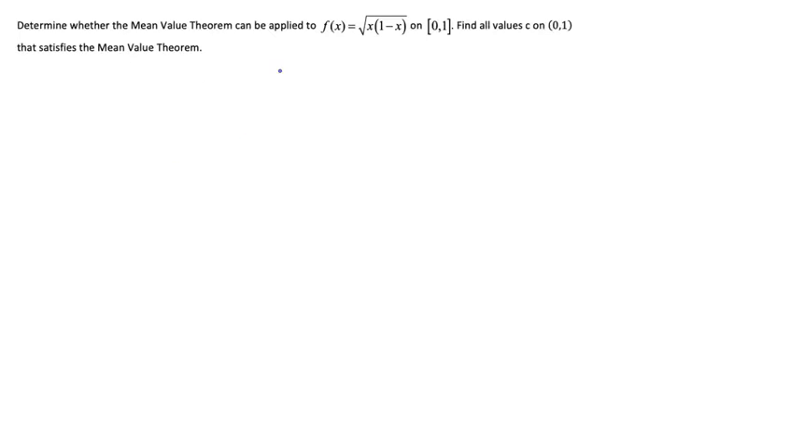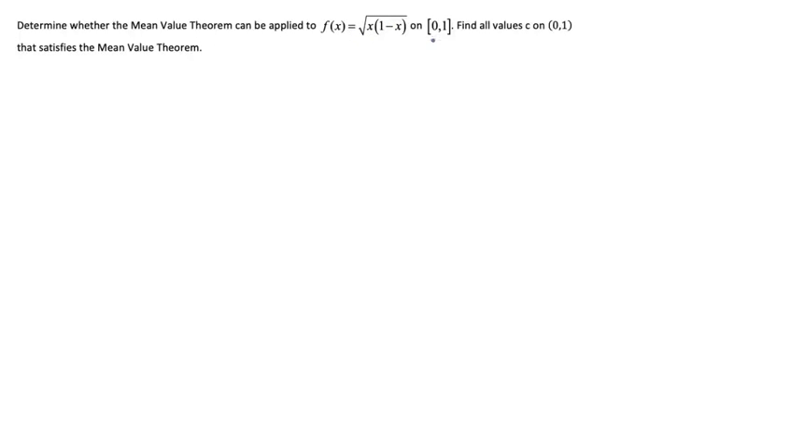Determine whether the mean value theorem can be applied to the function f of x equals the square root of x times 1 minus x on the closed interval 0, 1, and we want to find all the values on the open interval 0, 1 that satisfy the mean value theorem. All right, so this is a square root function, right?